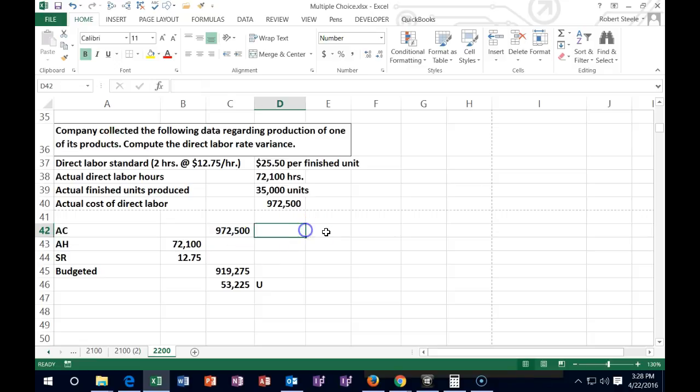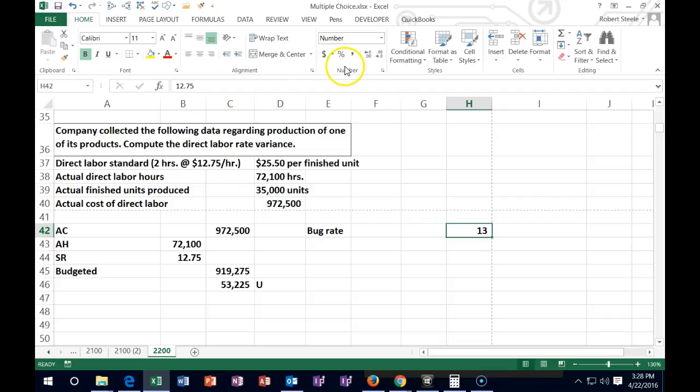Now some of you might be thinking that there's another way. There's another way we can calculate this. Oftentimes I think about calculating this as the difference between the two rates times the actual hours that were produced. And you could figure it out this way with the data, the way the data has been given. This would be a more roundabout way, but it's possible to take the budgeted rate that we have here, and that's going to be the 12.75. I'm going to add decimals to that.